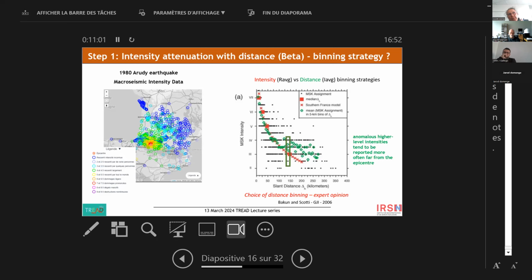So we decided that the best and most appropriate way of modeling intensity attenuation with distance was the red one, called the intensity binning, because we believe that all the green diamonds are actually showing anomalies at higher level intensities because of side effects being predominant and more represented at higher distances.